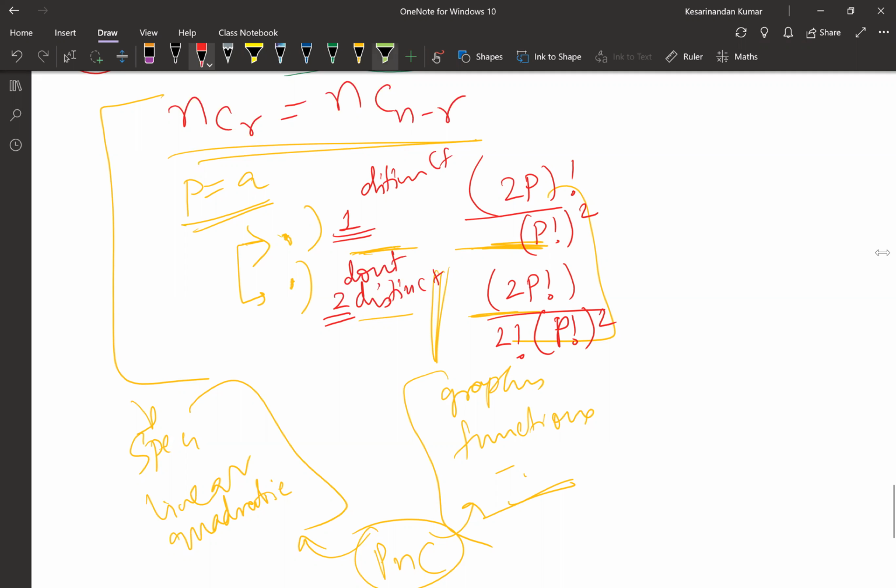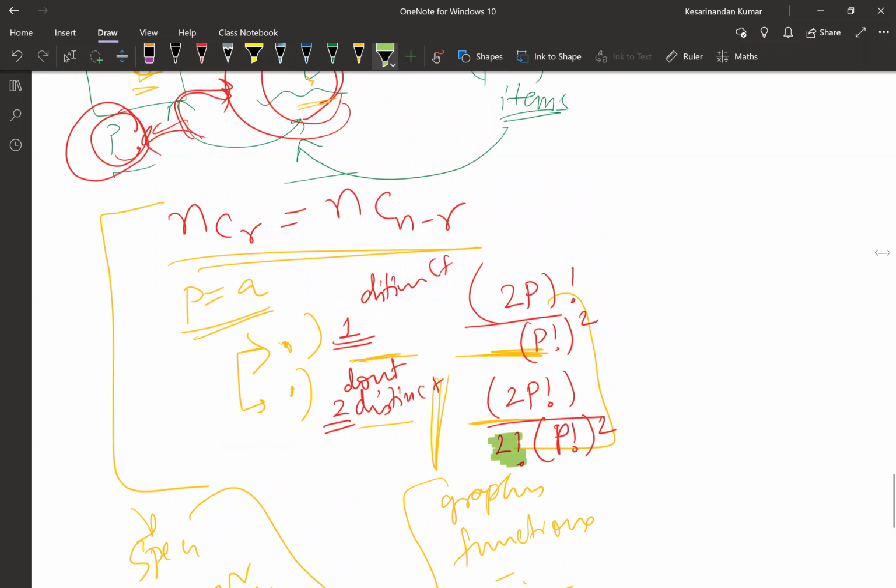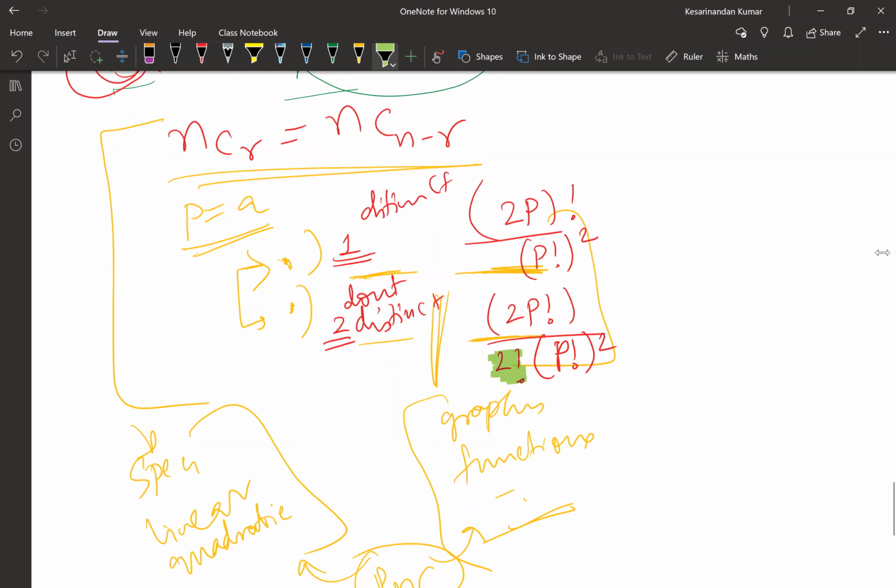Now I want an explanation from someone about the significance of this highlighted part. How did we get this? Who will explain? How did this come? I do not want how the formula has been derived, that we have already derived. How did this 2 factorial come in the bottom? Anyone?